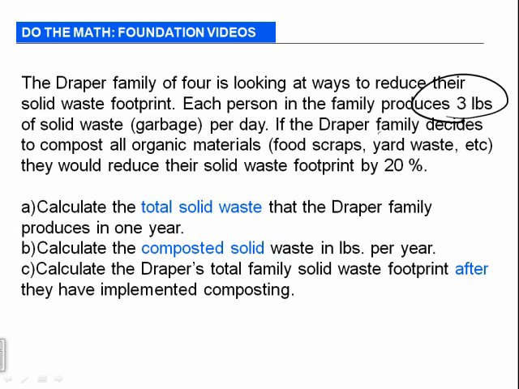If the Draper family decides to compost all organic foods, food scraps, yard waste, etc., they would reduce their solid waste footprint by 20%. Calculate the total solid waste that the Draper family produces in 1 year. That's part A. Part B, calculate the composted solid waste in pounds per year. And C, calculate the Draper's total family solid waste footprint after they have implemented composting.